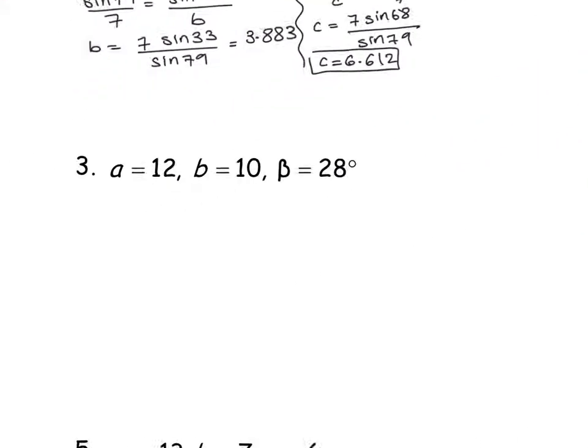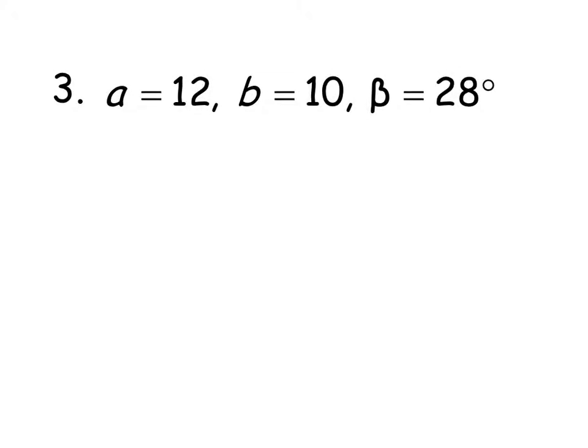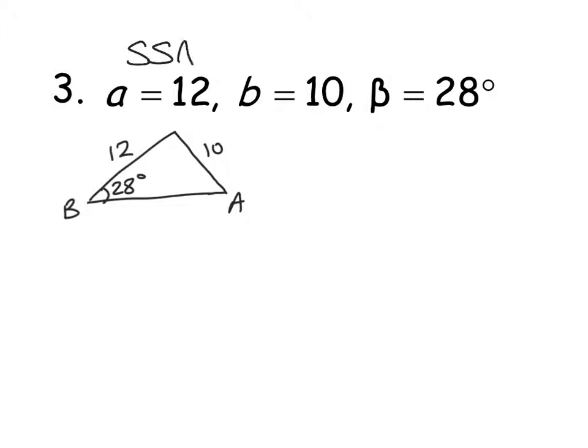Now let's move on to number 3. So in number 3, I have angle B, which is 28 degrees. The opposite side is 10, and the adjacent side is 12. So I'm given an SSA, so that is the ambiguous case. So first of all, before I decide to use law of sine, I need to know how many triangles I have, or maybe if I have a triangle to start with.